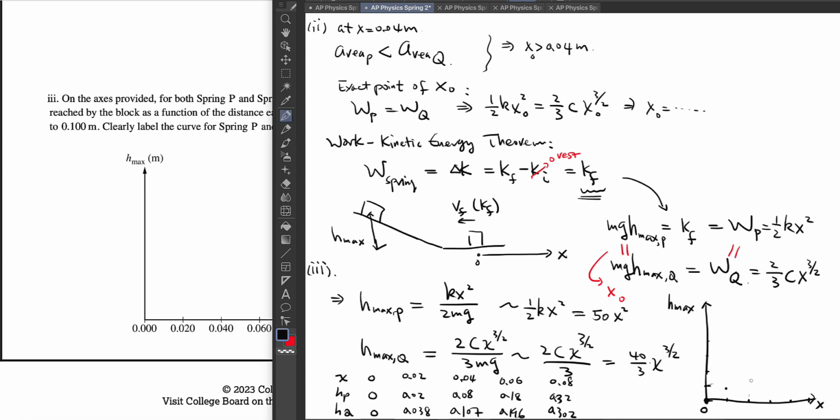Okay, something like that is increasing quadratically. If I connect all of them, right? So I will get the curve for spring P. Okay. Now for the red point, for the H max Q, I'm going to use the red dots.